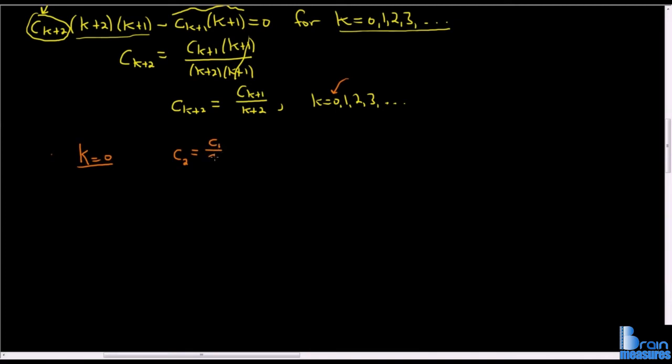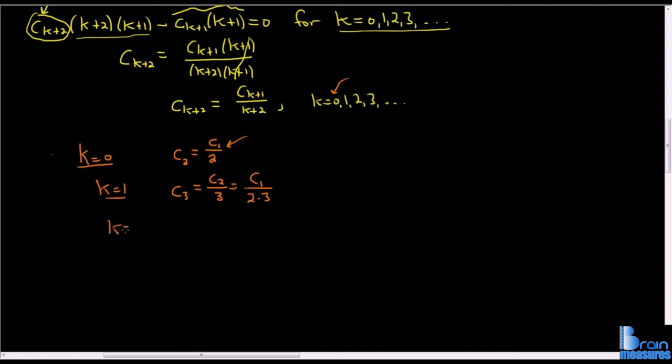And 0 plus 2 is 2. Okay? If you go to k equals 1, we get c sub 3, right? 1 plus 2 is 3. 1 plus 1 is 2, so you get c sub 2. And then 1 plus 2 is 3. Now c sub 2, we already have it. It's right here. It's c sub 1 over 2. So this will be c sub 1 over 2 times 3. And I'll leave it like that. You can write it as 6, but usually it's easier to find a pattern when you leave it like that.